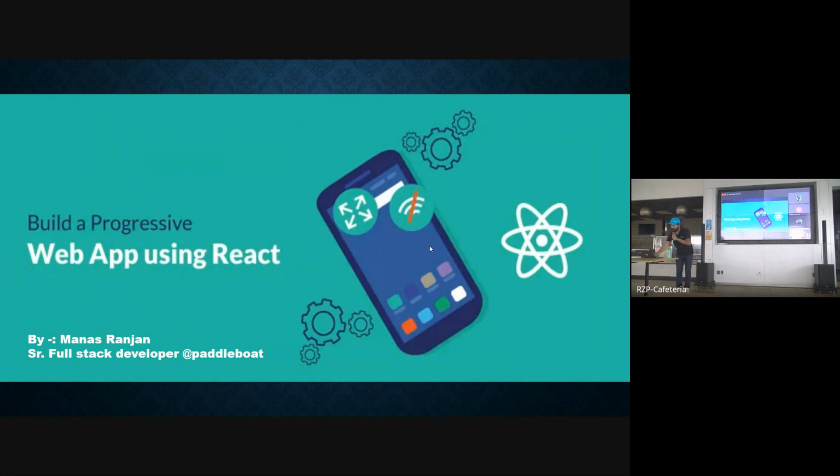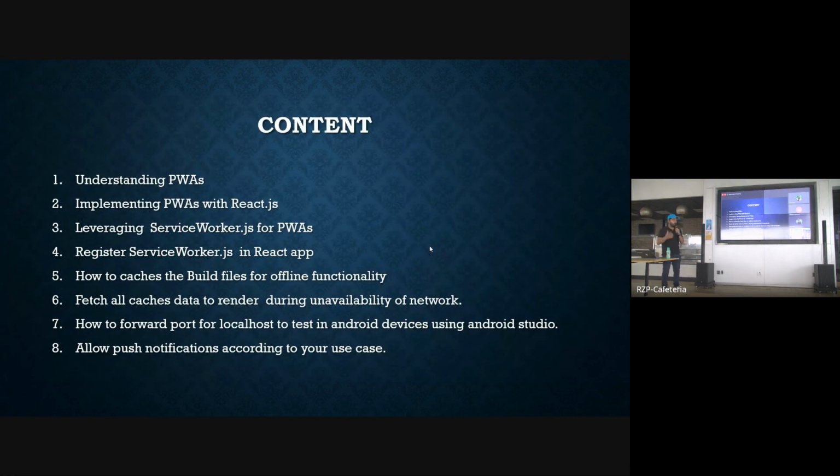Here is the content I'm going to talk about. First, understanding PWA, progressive web application. Second, implementing a progressive web application with React.js. Third, leveraging the service worker. The main backbone of a progressive web application is the service worker. Whatever code you write inside the application to convert it into a PWA, the main thing behind it is the service worker. So we will learn how to write that code. The fourth point is how to register it in your browser using code.